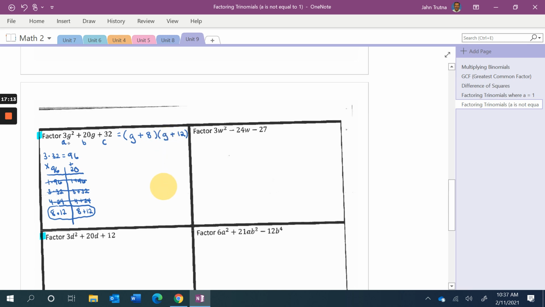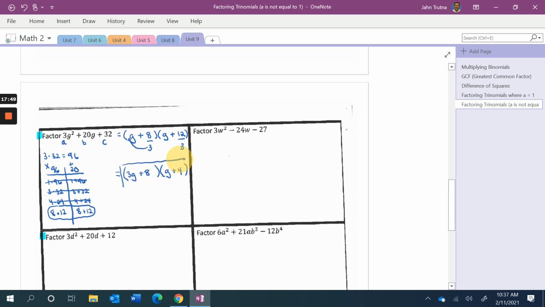But I'm not done because now's where I need to divide my factors by the a value. And this is a little trick we learn, and it always works to give you the factors. So what's my first factor going to be? Does 3 divide into 8? The answer is no. So remember, when you're dividing, if it doesn't divide, just take that number you're dividing by, move it in front. So your first quantity is 3g plus 8. Your second quantity, does 3 divide into 12? It does. So your second quantity becomes g plus 4.